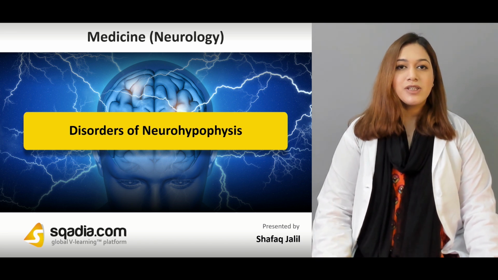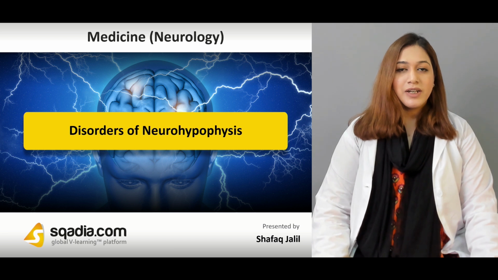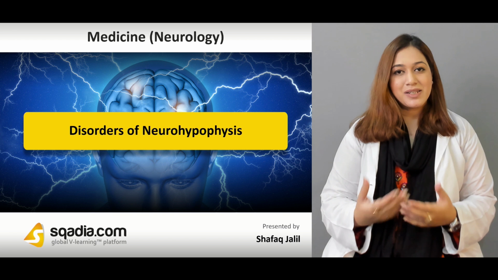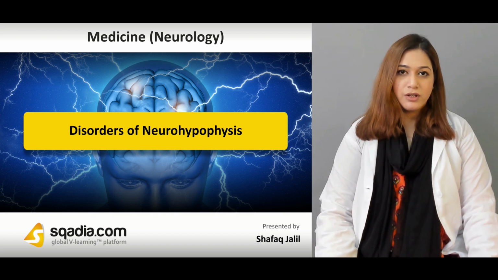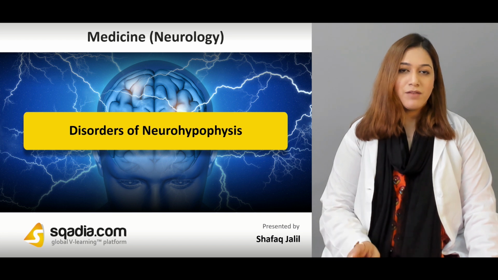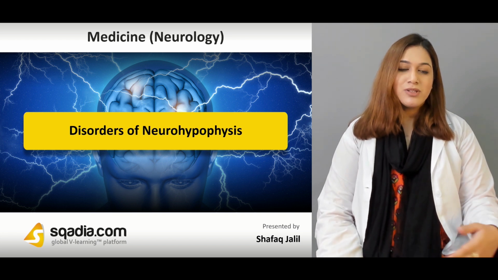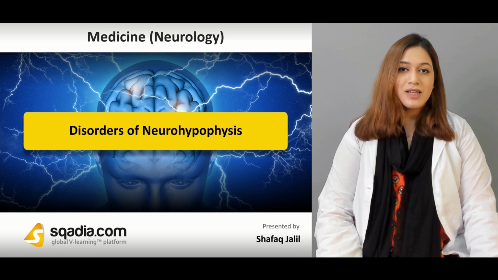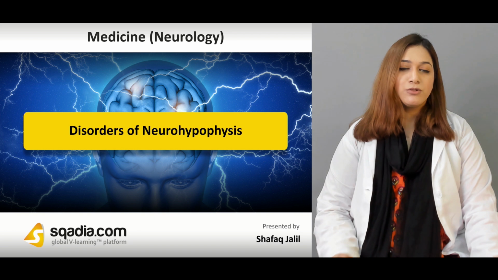Whenever there is deficiency of AVP, it leads to a syndrome known as diabetes insipidus, which is characterized by the production of excessively large amounts of dilute urine. Whereas in case of excess production of AVP, there is a syndrome known as the syndrome of inappropriate ADH secretion, in which there is hyponatremia if the water intake is not reduced in parallel to the urine output.